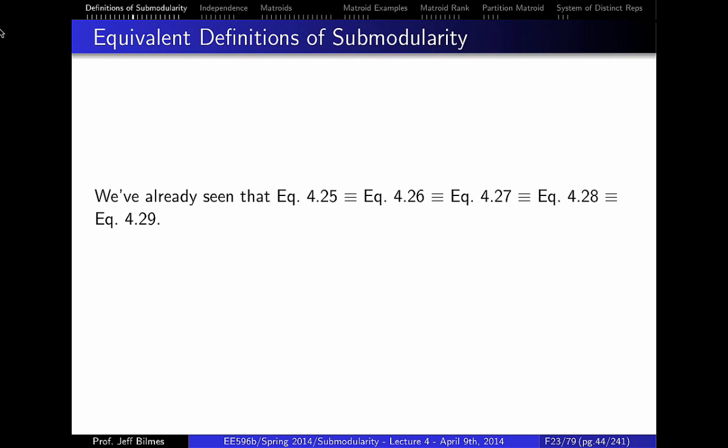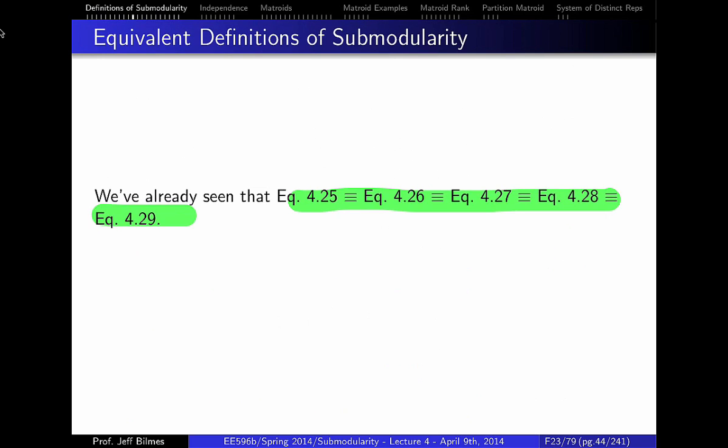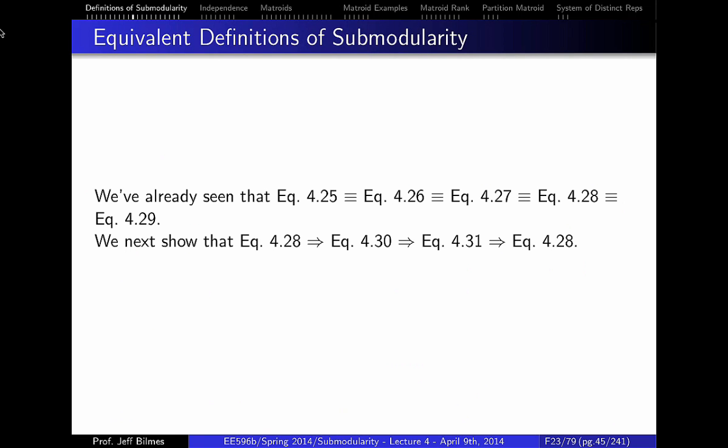Now we've already seen that 2.5, 2.6, 2.7, 2.8, and 2.9 are the same. We've seen that these are all the same. Actually, we didn't do the conditional subadditivity, but I think you can see pretty readily that it's the same as submodular concave. Terms just cancel out, and you get back submodular concave. But what we want to do is show that 2.8, 3.0, and 3.1 are the same.